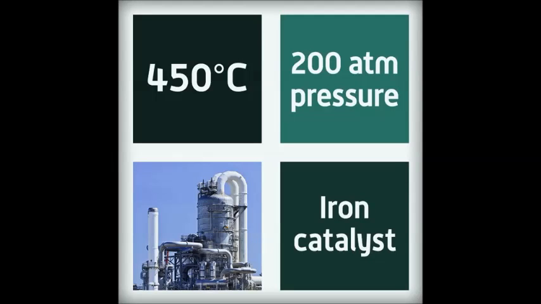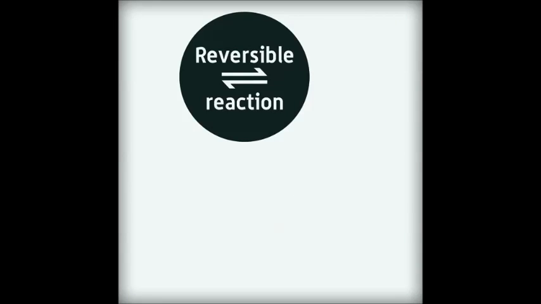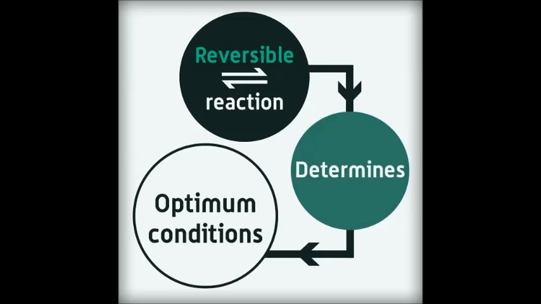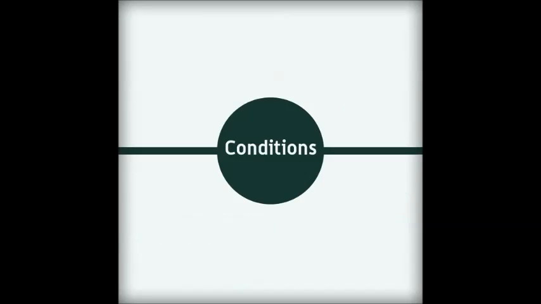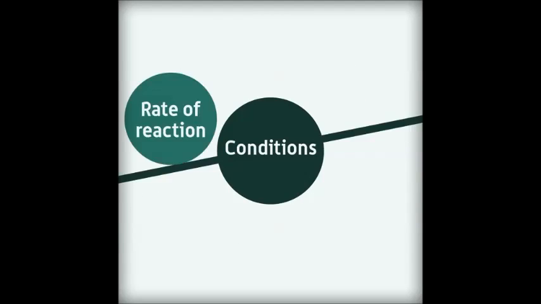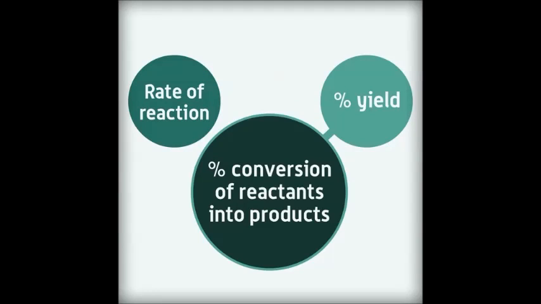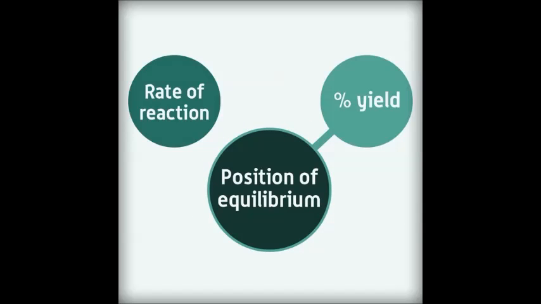The Haber process is a reversible reaction. The reversibility of this reaction is the main factor in determining the optimum conditions. The conditions are determined by the delicate balance between rate of reaction and percentage yield. The percentage yield is the percentage conversion of reactants into products. To determine how the yield is optimized, we need to understand all the factors that affect the position of equilibrium.